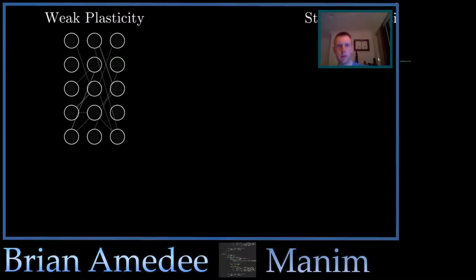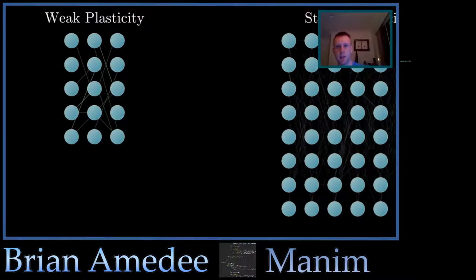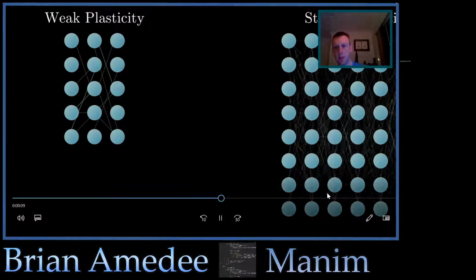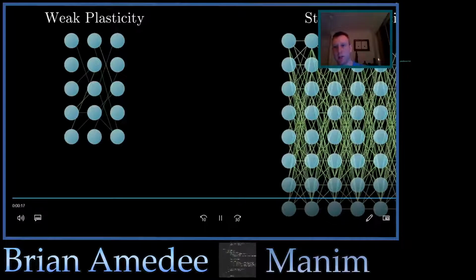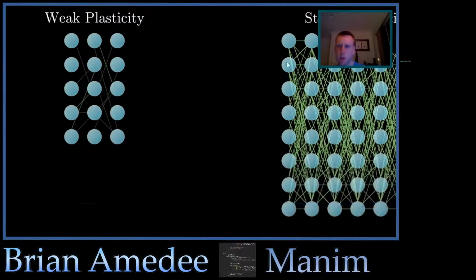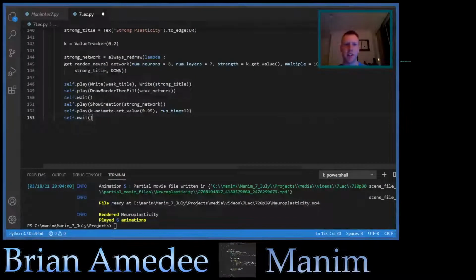Cool. So we get our drawn border and fill. That's our weak plasticity, and there's our strong plasticity, and we can see as time moves on, it gets a little stronger, right? That's what that value tracker is doing. And looking at this, I've got 1, 2, 3, 4, 5, 6, 7. I really should be shifting this over a little bit so I can see the whole lot. Or maybe I might scale everything down a little bit. But anyway, that's stuff you do as you tweak.